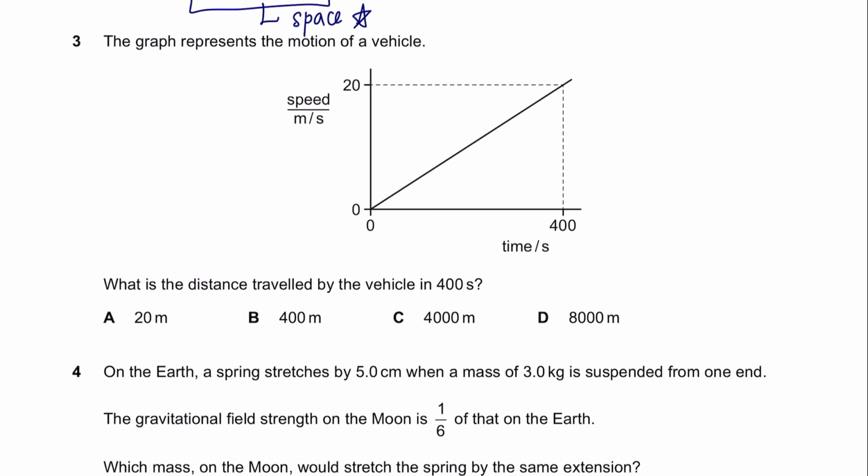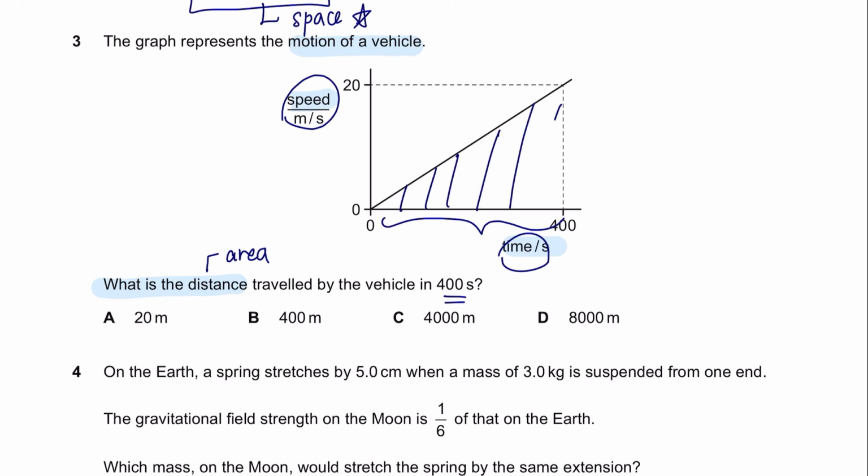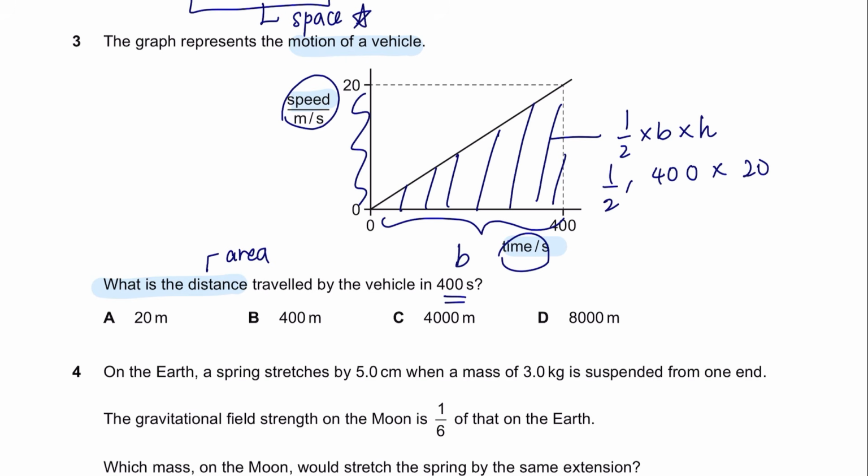Question 3. The graph represents the motion of a vehicle. This is a speed-time graph. They are asking you to calculate the distance traveled in 400 seconds. The distance for a speed-time graph is the area beneath the graph. So this is the area that we're looking for, which is the shape of a triangle. So it will be 1/2 times the base, which is 400, times the height, which is 20. So this will give us a value of 4,000 meters.